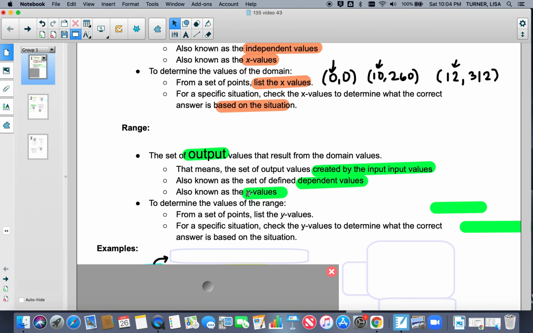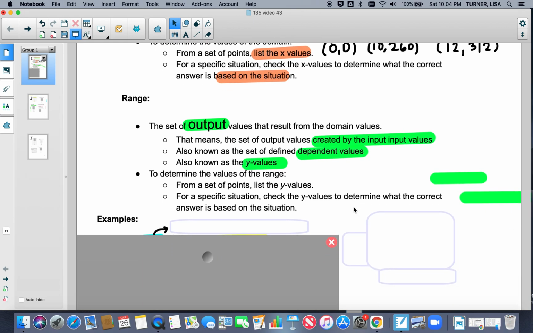All right. A lot of times we're just looking at the points and determining the y value. And so from a set of points, we're looking at the y values and we're looking at it based on a situation. So go ahead and write all that in.